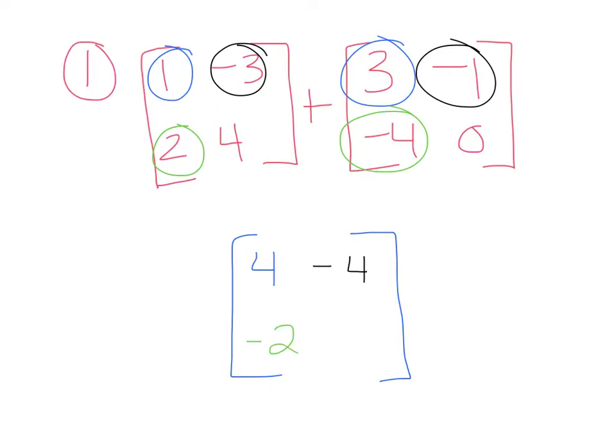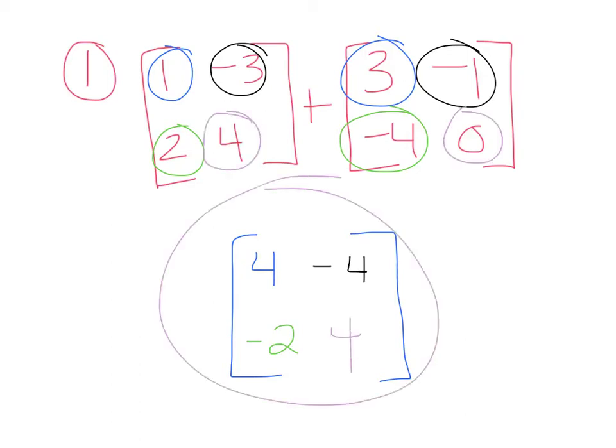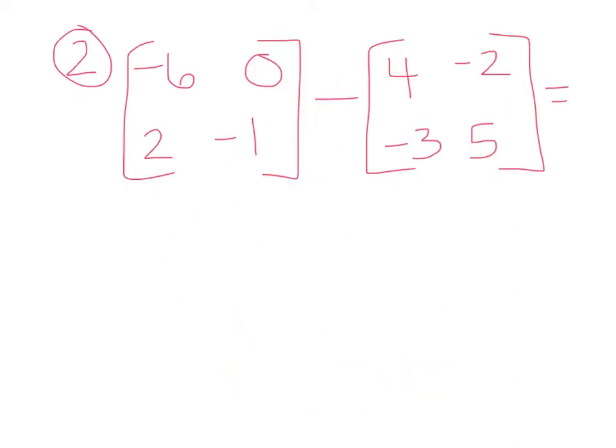And then we're going to add the 4 and 0 to get a 4. And there would be your answer right there. So you can only add numbers that are in the same positions, and you put that resulting number in the same position as well.